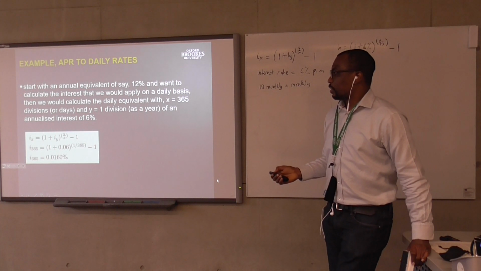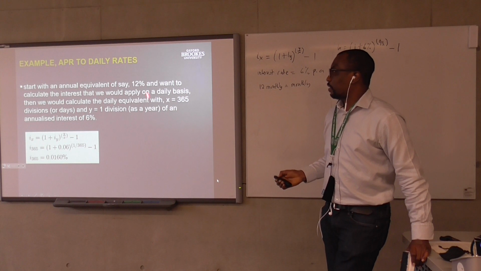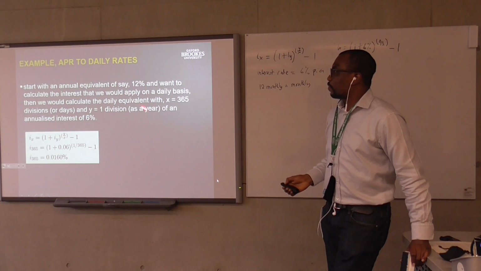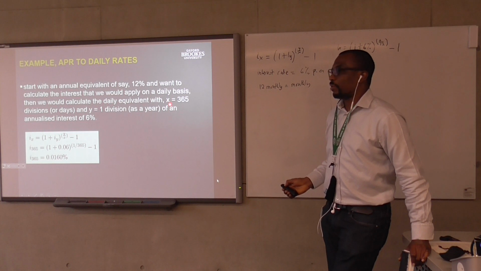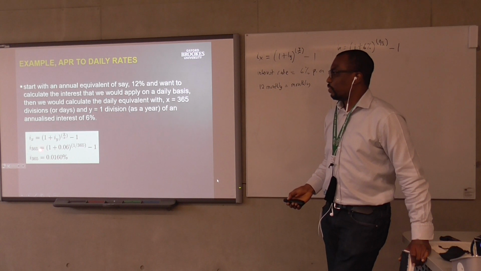So if we start with an annual equivalent of, say, 12%, the interest rate was 12%, but then we wanted to pay on a daily basis. In that case, x is equal to 365, because we want to know the interest we need to pay on a daily basis. Our formula would now be what?